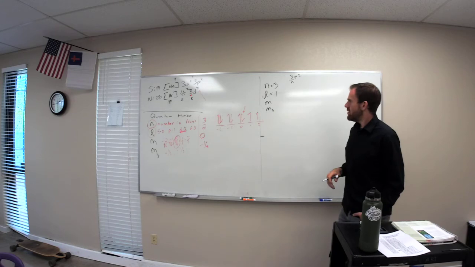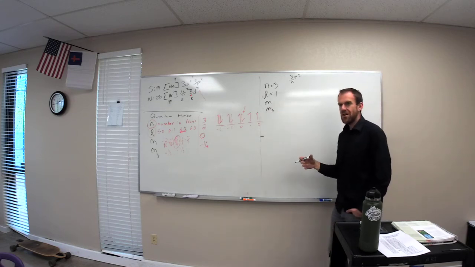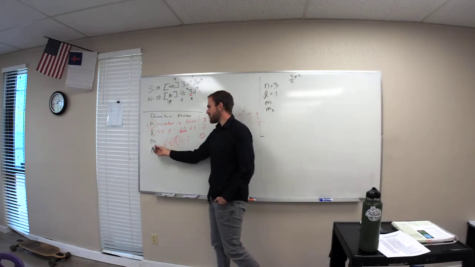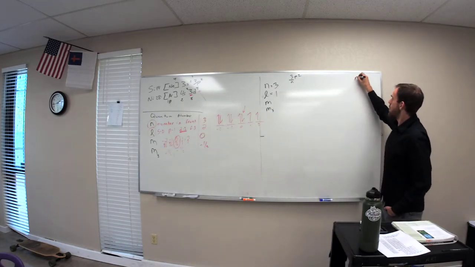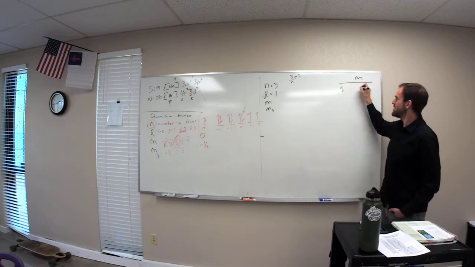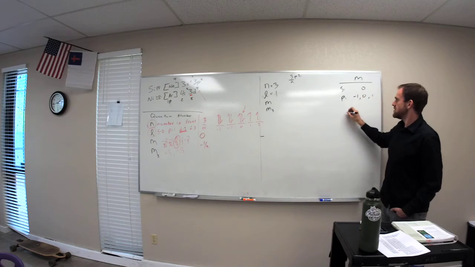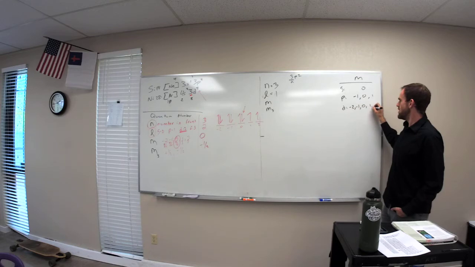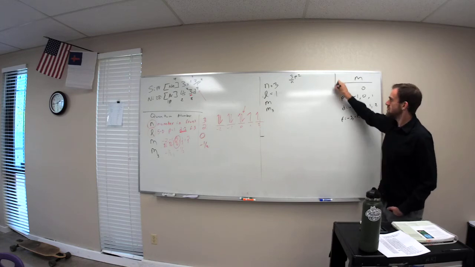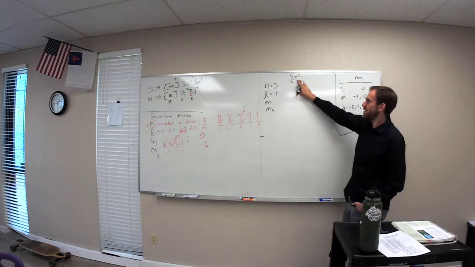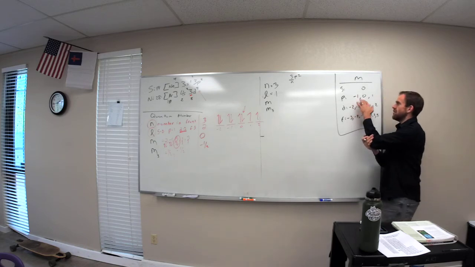Now, magnetic numbers. What are the possibilities for magnetic quantum numbers in the p orbital? That's correct. So for s, we just have 0. For p, we have -1, 0, and 1. For d, we have -2, -1, 0, 1, 2. And for f, we have -3, -2, -1, 0, 1, 2, 3. So for the p orbital, my options are -1, 0, and 1.